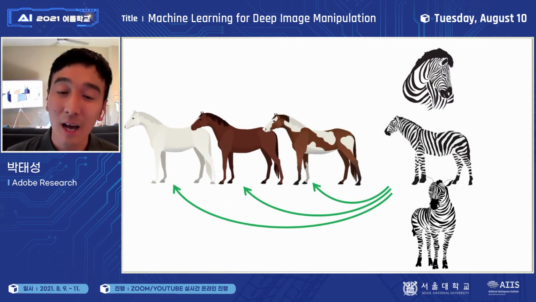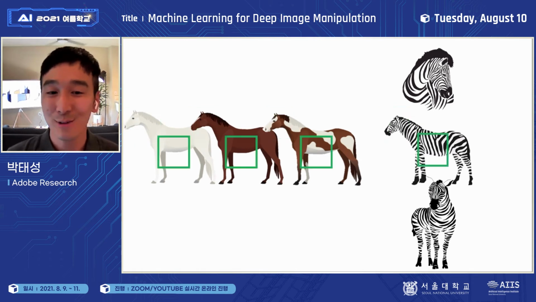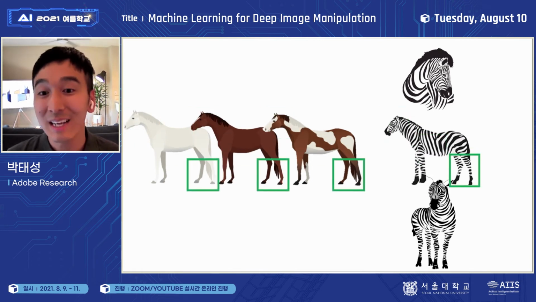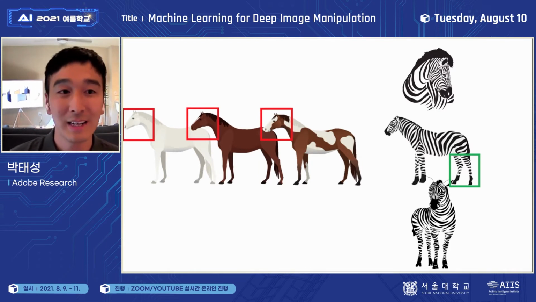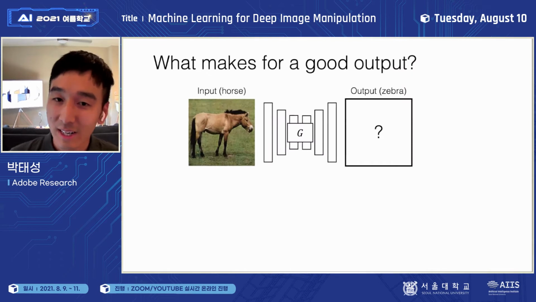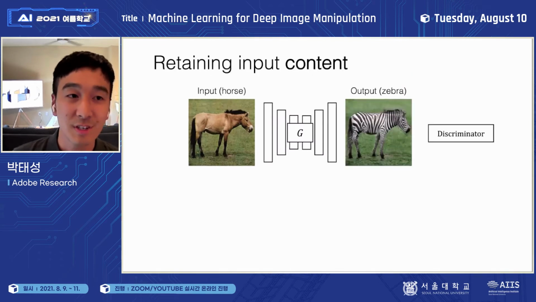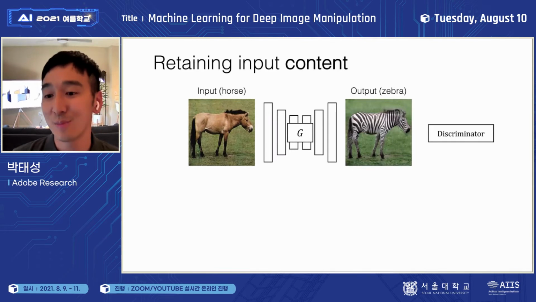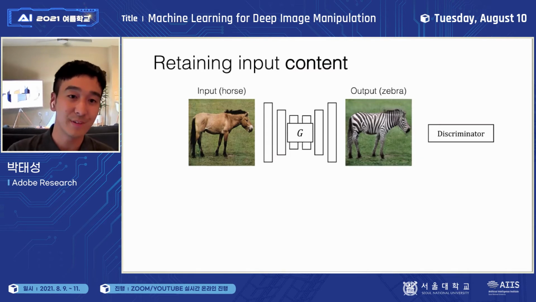For example, a head of the horse should remain as a head, and feet should remain as feet as long as a head does not suddenly become a foot. This is all we need. So let's directly implement this idea as a loss function. First of all, we use a GAN discriminator to make the output look like a zebra, but we need to make sure that the structure is preserved.